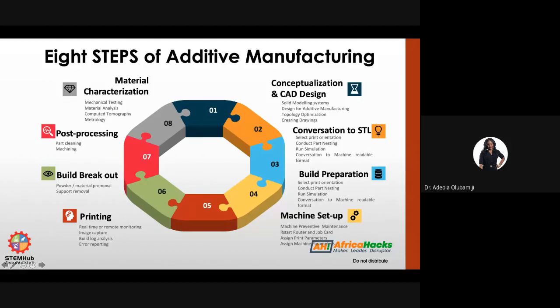You set up your machine, you print, and after you print, you have to break it out. You remove your part, you clean your part, you post-process it, and you measure it to make sure that what you said you wanted is actually what you printed. You want to make sure that you got what you wanted by doing some measurements and making sure that the mechanical properties that you predicted in your simulation are what you achieved.